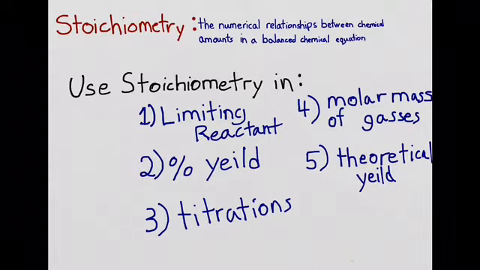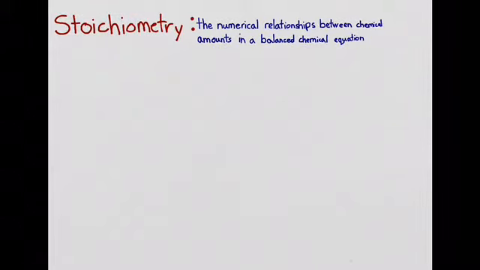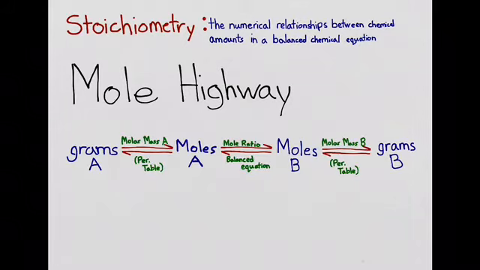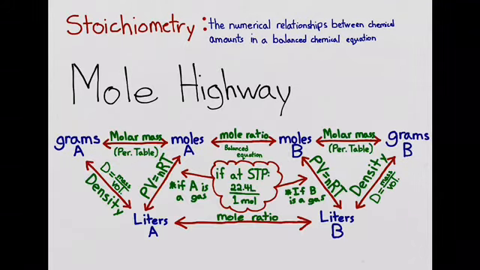provides the theoretical yield. Another thing is a diagram called the mole highway, which looks like this. But a more detailed version of this diagram would look like this. You can see how it shows that if you want to go from grams to moles, and then moles to moles, then moles to grams, that is the direction that you do it. Or if you don't have the moles yet, then you can take other directions as well.